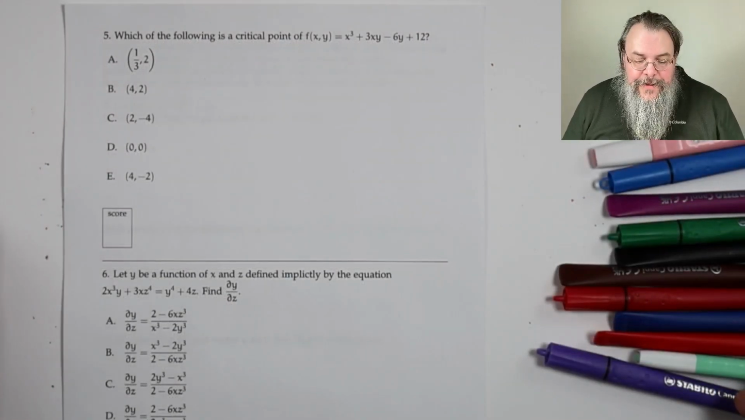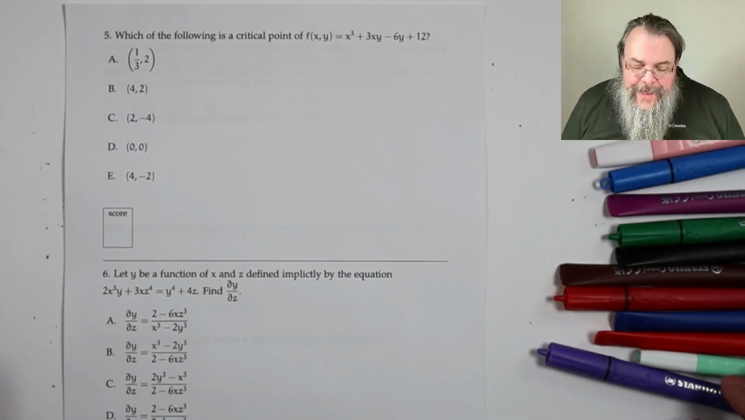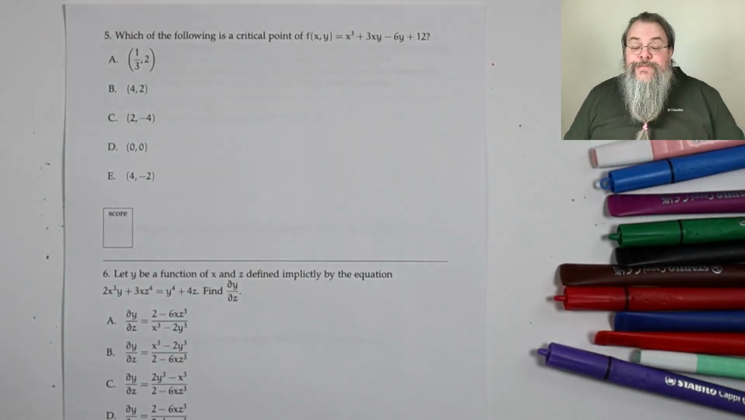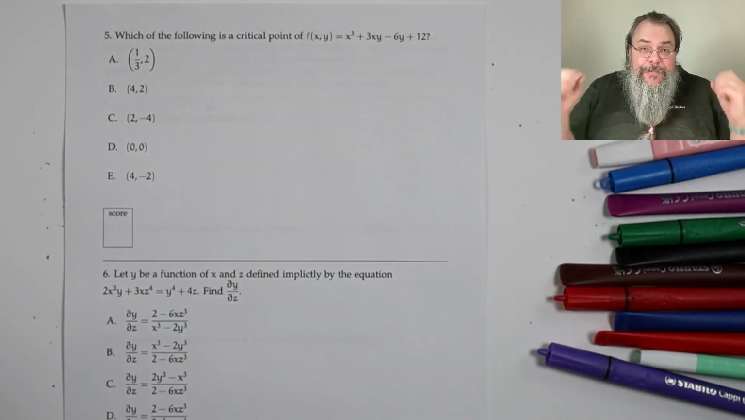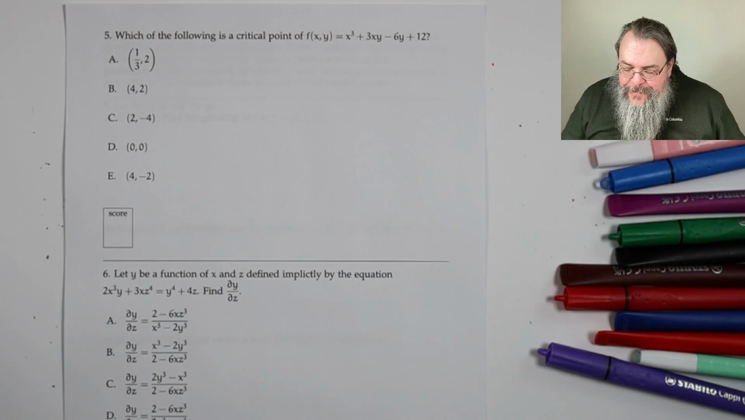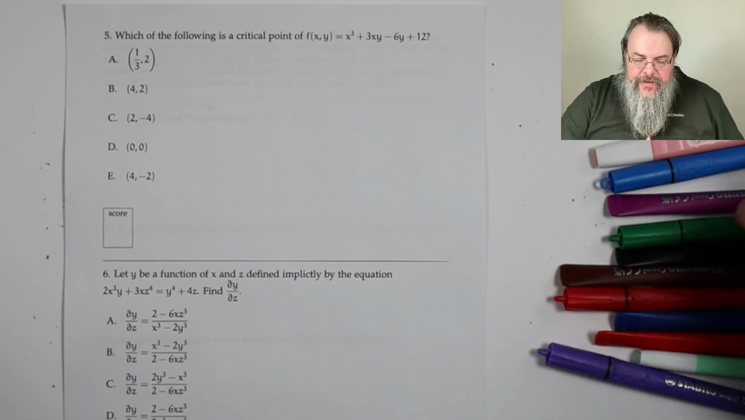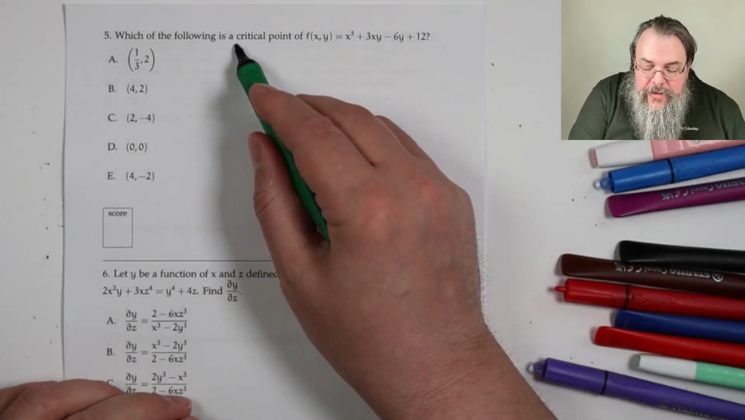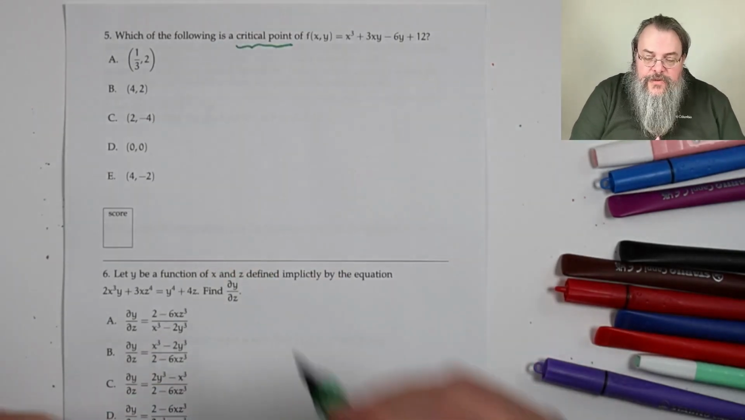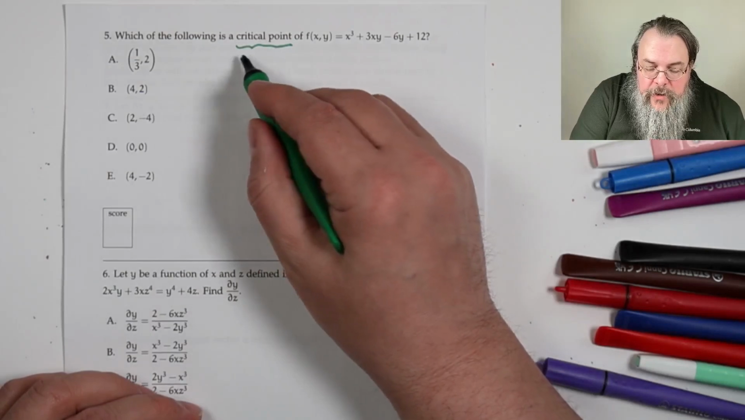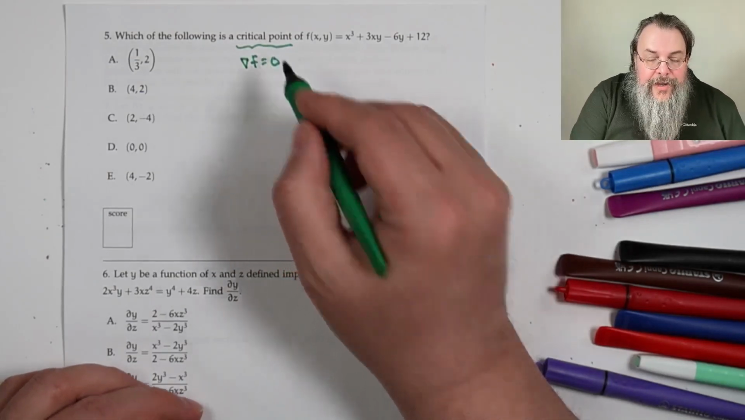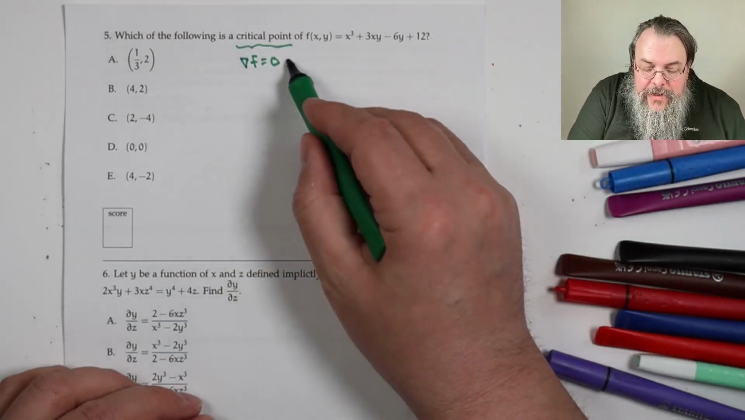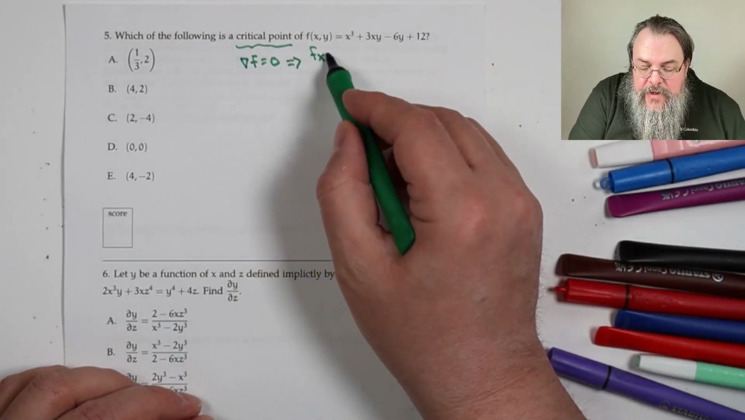Number 5. Which of the following is a critical point of f of x, y equals x cubed plus 3xy minus 6y plus 12? All right, so we have a beautiful function, a polynomial. We love polynomial functions. So we say to ourselves, what does it mean to be a critical point? No boundary, no places where the derivative would have issues. So we're after where the derivative, or in our case, the gradient, which is our basic stand-in for derivative, is 0. Well, that really says, look at where the derivatives are 0.